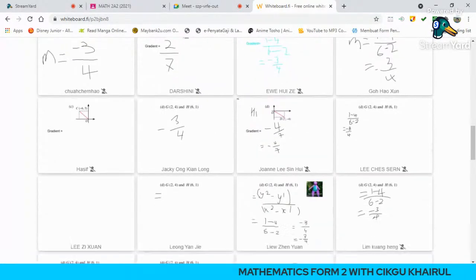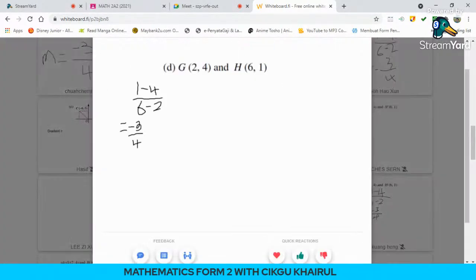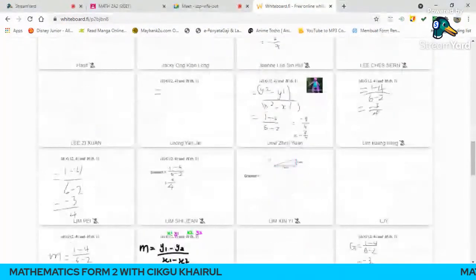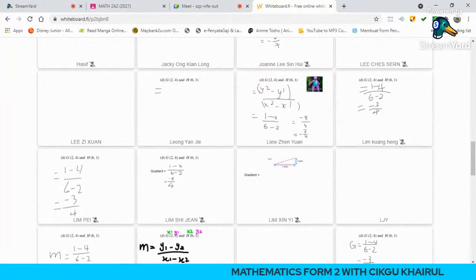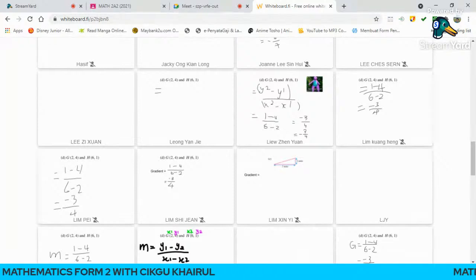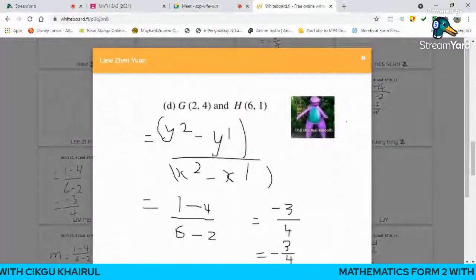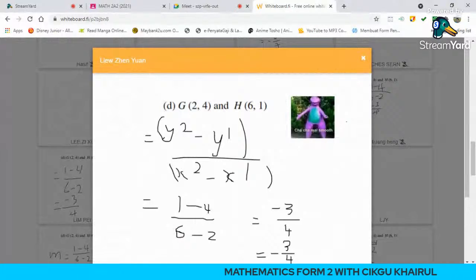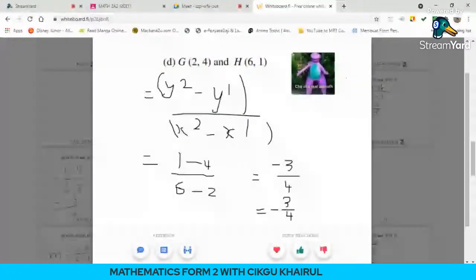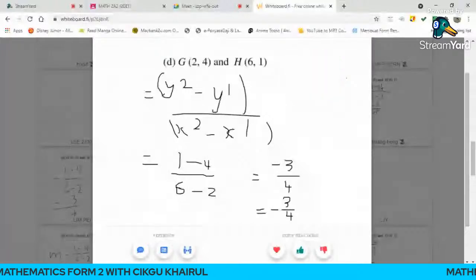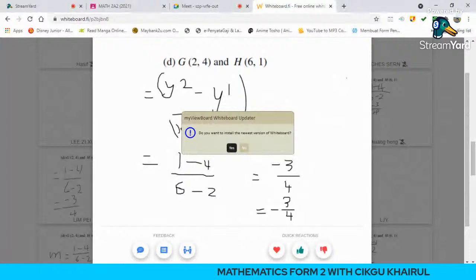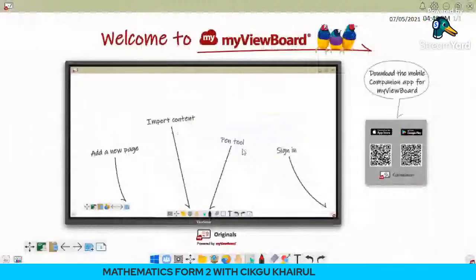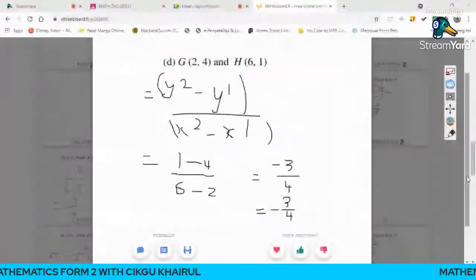Who else? Okay, Lee Jason, very good. The answer is negative 3 over 4. Okay, let me open Liu Zhenyuan. So y2 minus y1. The problem is only this one. Okay. Let me write here.